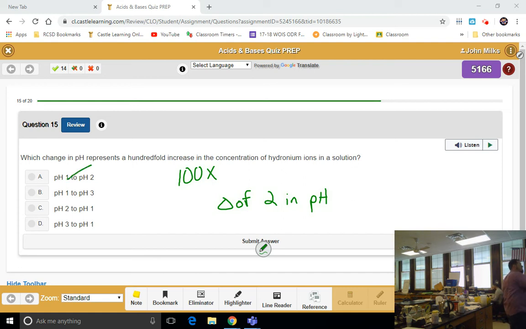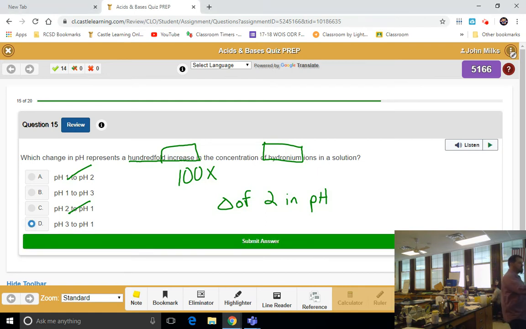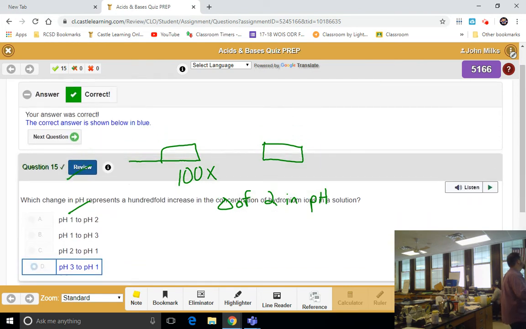This guy's out, and this guy's out. Okay, so these two each have a change in pH of 2. And an increase in concentration of hydronium means becoming more acidic. So it's going to be a change of 2 and becoming more acidic. Which one's becoming more acidic? 1 to 3 or 3 to 1? The correct answer is going to be going down. My pH is going to go down as I become more acidic. So it's 3 to 1.